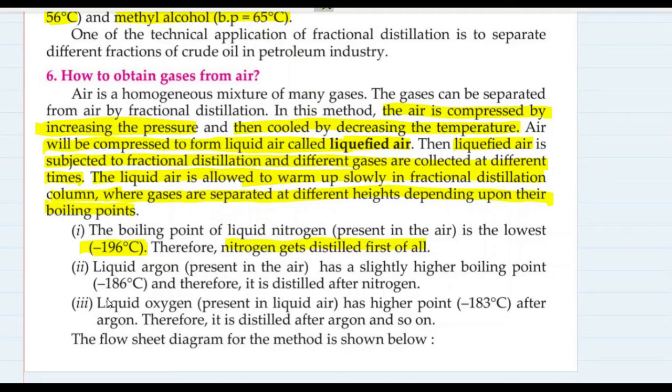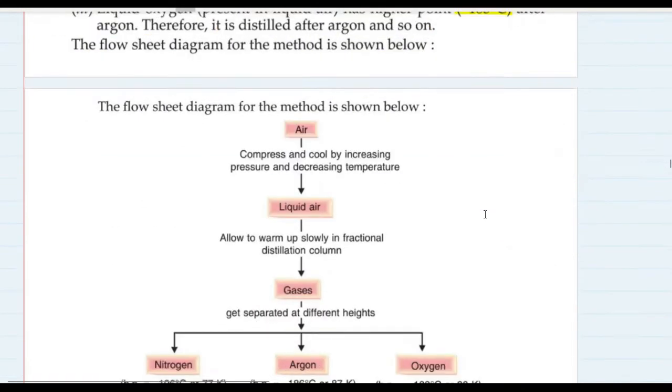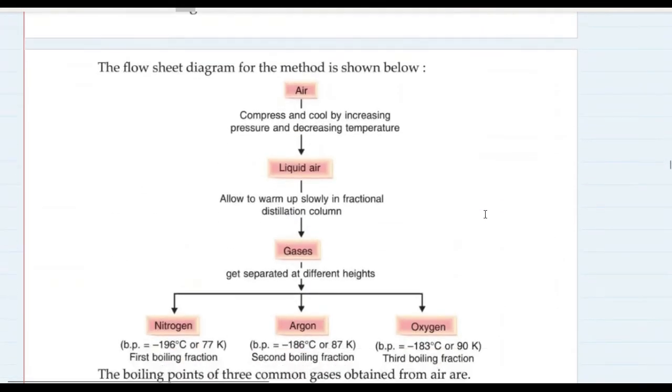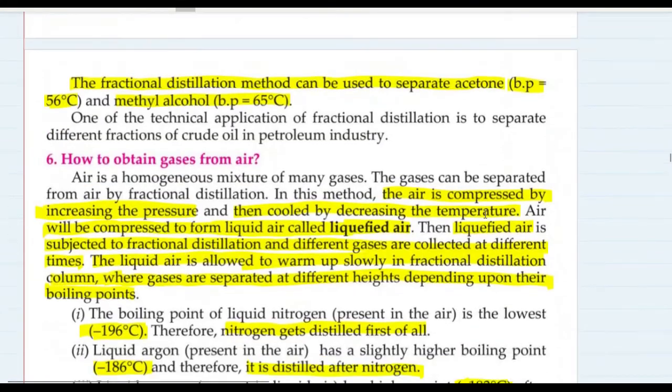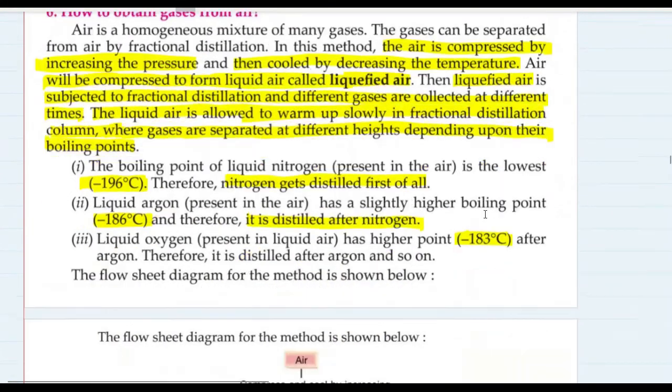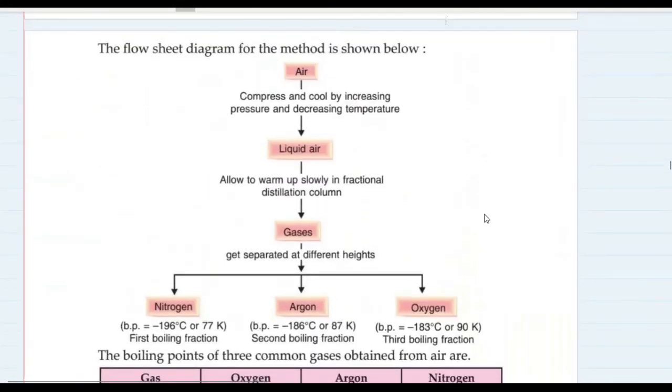Then liquid argon, which has a slightly higher boiling point, minus 186 degrees Celsius. So it is distilled after nitrogen. Then comes oxygen, which has a slightly higher boiling point, minus 183 degrees Celsius. So it is distilled after argon, and so on. So this is the flow chart of the whole process of separating the constituents of air, that is, different gases.